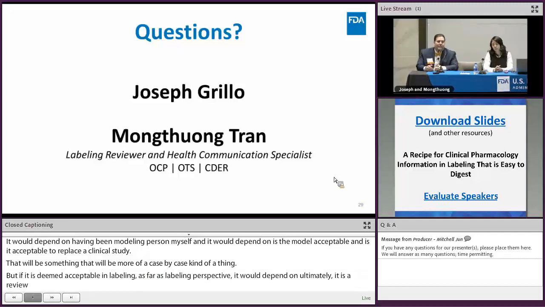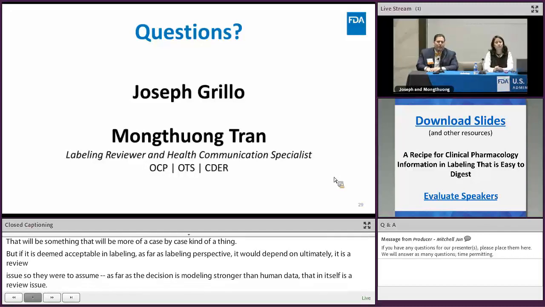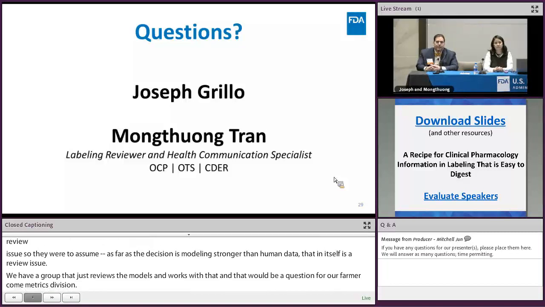As far as the decision on modeling being stronger than human data, that itself is a review issue. We have a group that just reviews PBPK models and works with that, so that would be a question more for our pharmacometrics division, how they would handle that. But again, if it was deemed acceptable, then in labeling it would probably be handled the same way as the human data.